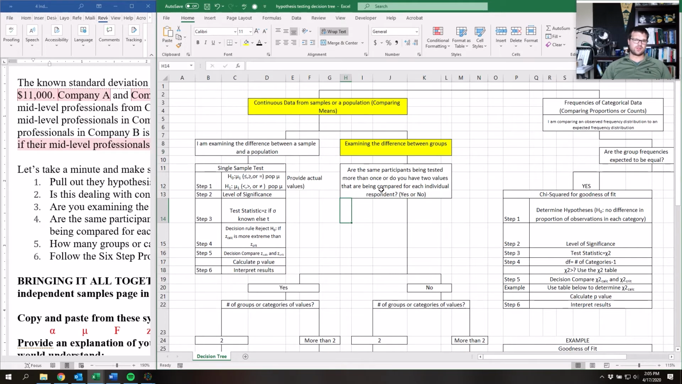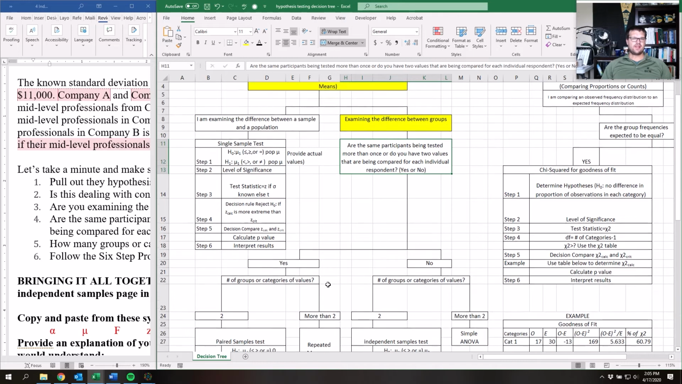In other words, do you have two scores for the same exact person, or for the same exact observable linked record? If you do, then you compare those responses together. But if all that you have is the mean of group 1 compared to the mean of group 2, and there's no way to pair them up, then independent is the way to go. So you say yes or no, and the answer is no.